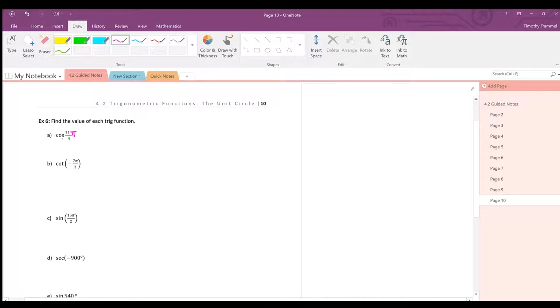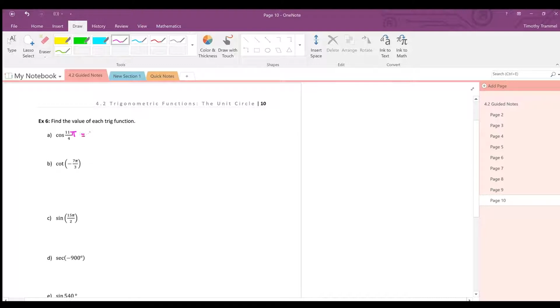For the rest of these angles, they're angles that are not between 0 and 2 pi or 0 and 360. So we're going to want to find coterminal angles and then try to evaluate the trig functions. Or in other words, we'll want to add or subtract multiples of 2 pi or 360 to our angles.